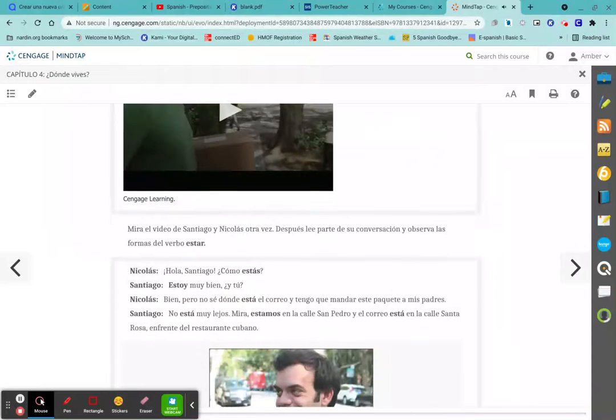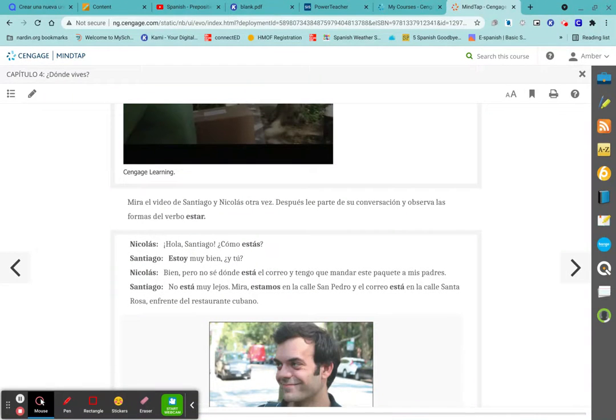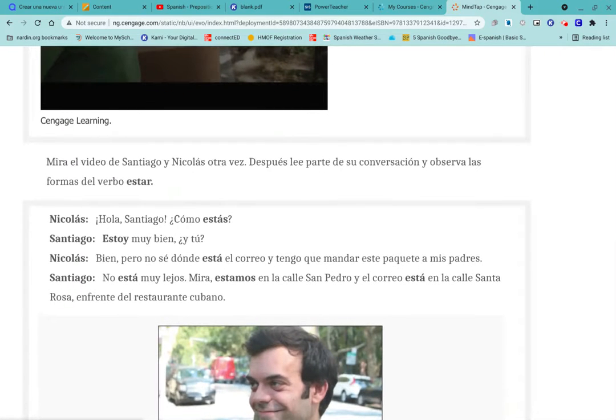So what we're looking for here is uses of estar, and also we want to look at any prepositions of place. So you can identify the uses of estar here, como estás. We've done that before in class where we're just asking how someone is. Estoy muy bien. So actually you've seen estar before to say to be. It's more the temporary or with conditions or locations of places.